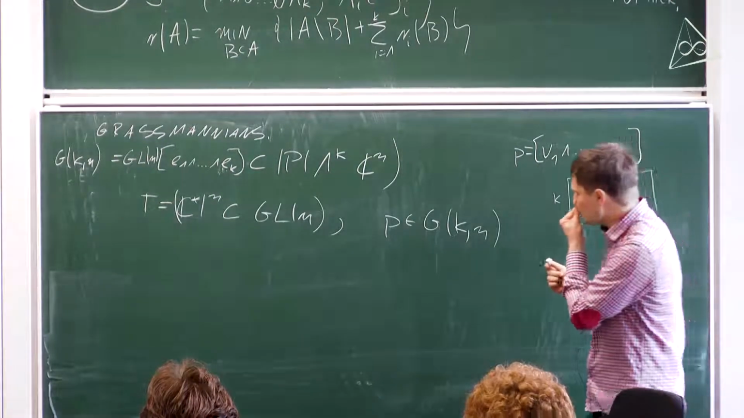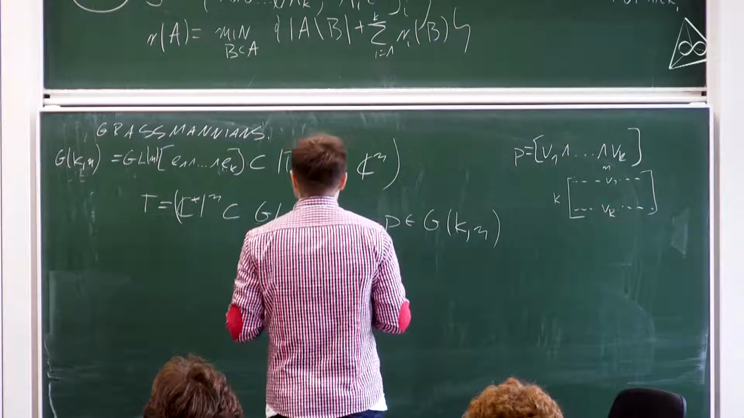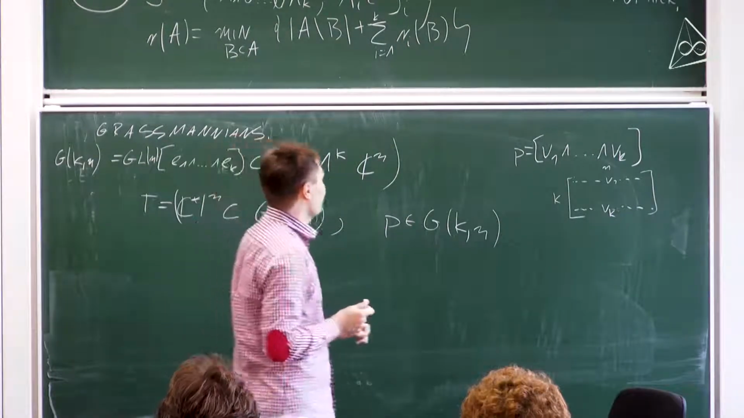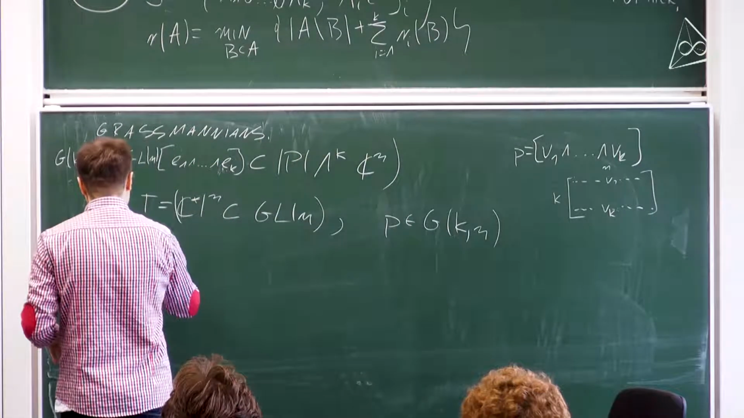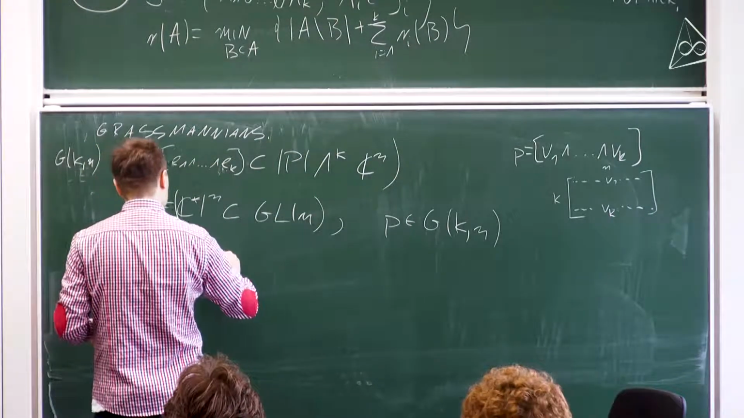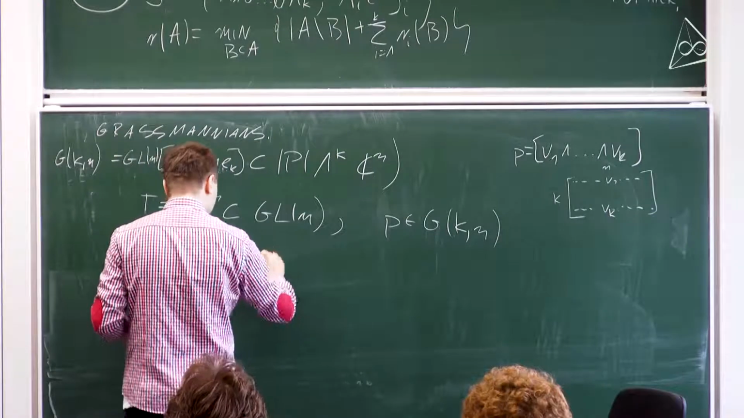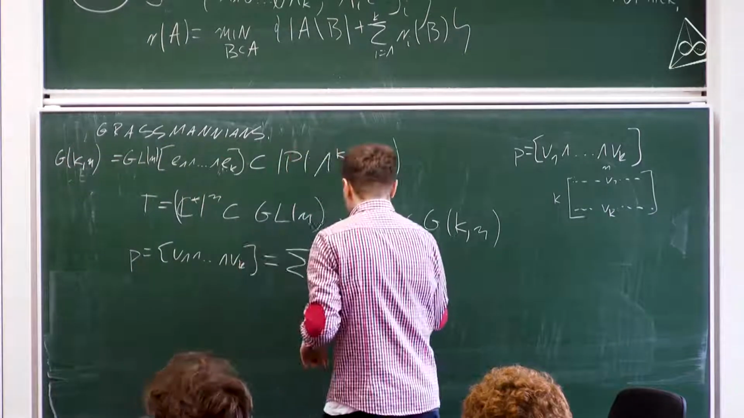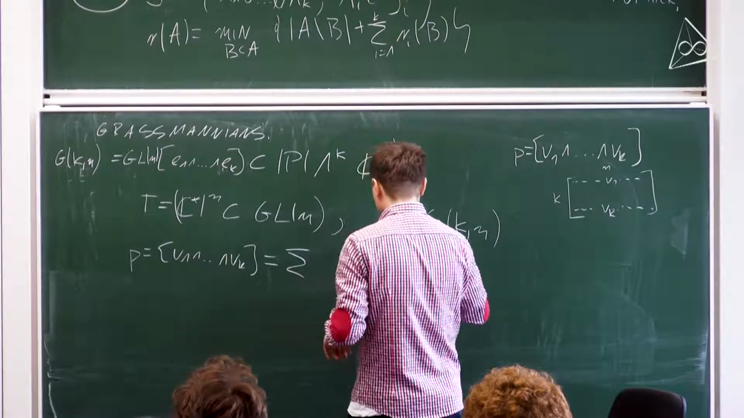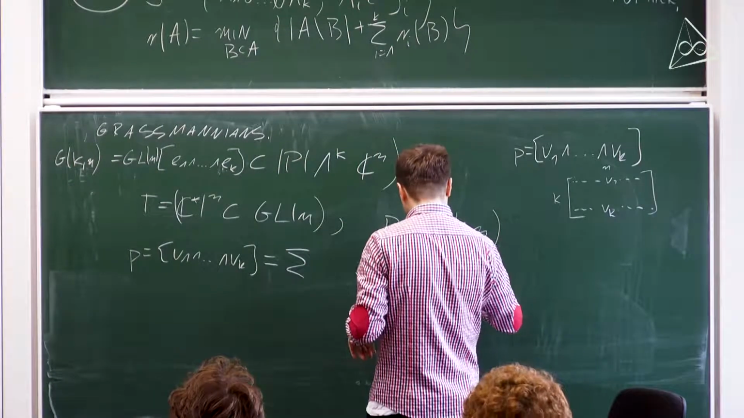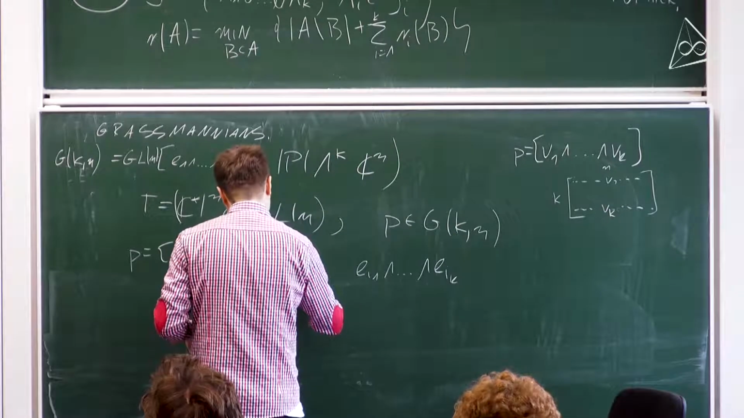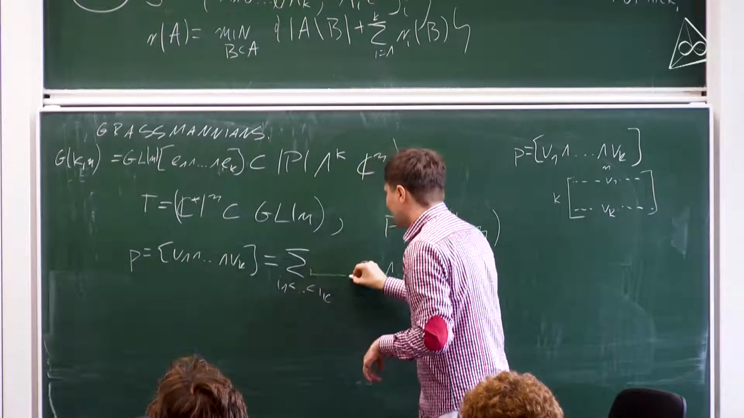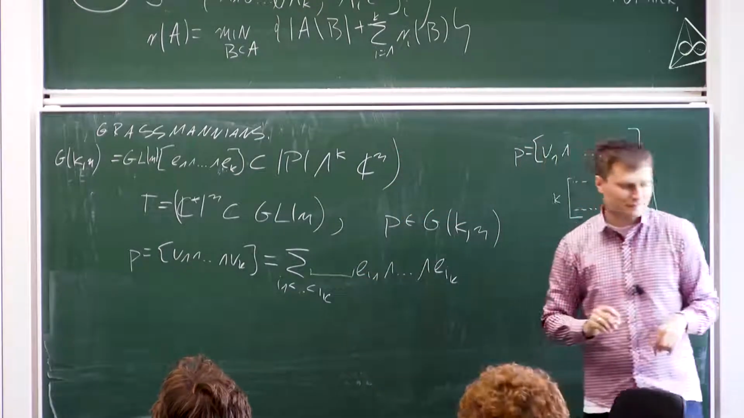Yes? Okay. Now, if we look at coordinates, so if I write P as the class of v_1 wedge ... wedge v_k, I can try to write it in a basis, e_{i_1} wedge ... wedge e_{i_k}, where i_1 is less than or equal to i_k. What do I get here? What's the coefficient of the basis?